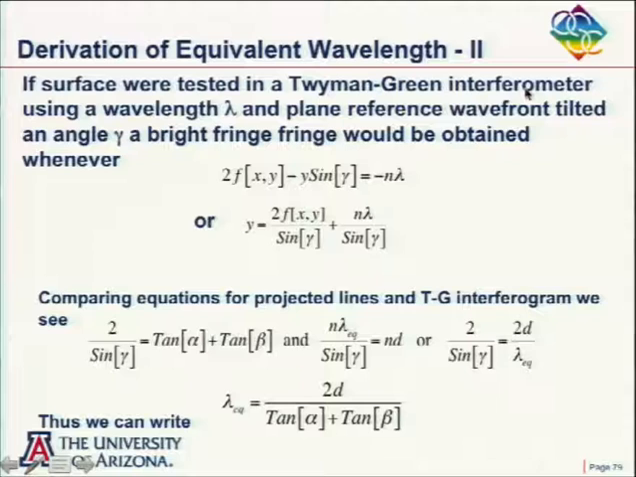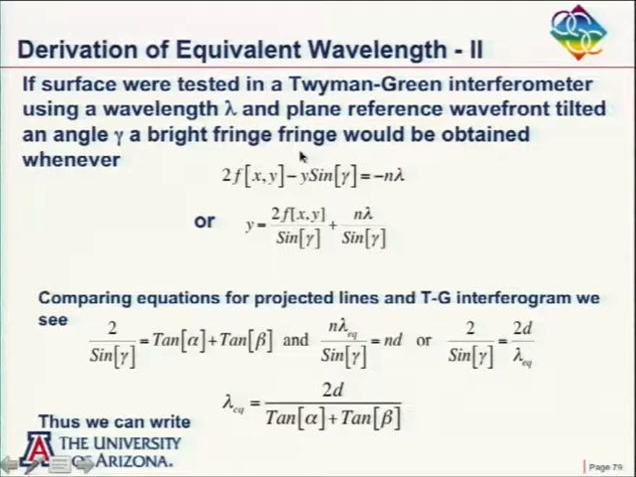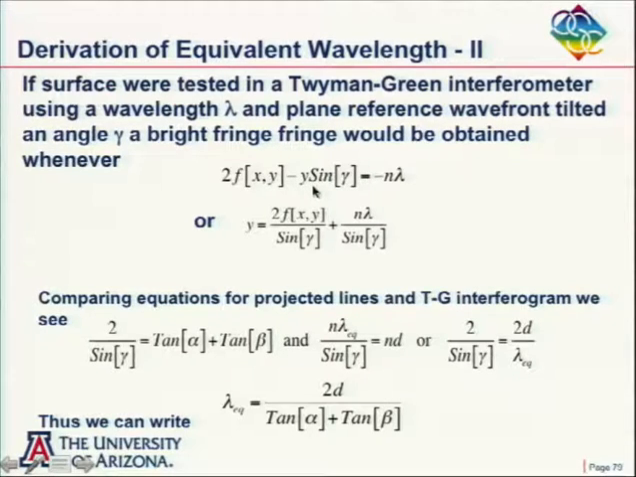Let's say we put this surface in a Twyman Green interferometer, and let's say we use a wavelength of lambda. And I'm going to have a plane reference wavefront tilted at some angle, I used gamma here. When do I get a bright fringe? Well, I'm going to get a bright fringe whenever the OPD difference between the two beams is equal to an integer number of wavelengths. And if I'm illuminating the surface at normal incidence, the OPD I'm going to see is 2f of x and y.